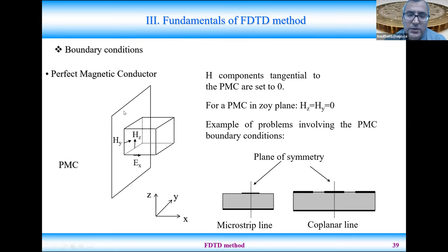How do we do that? It's easy. It's the same thing as for the perfect electric conductor, PEC, but for PMC we have to set HY and HZ here equal to zero. We have to terminate at the location of the magnetic field components, and we put them equal to zero.